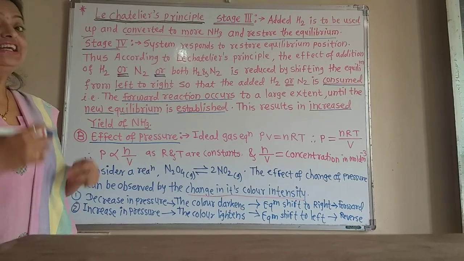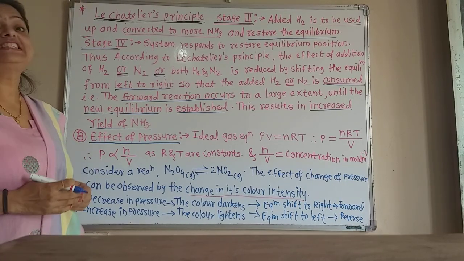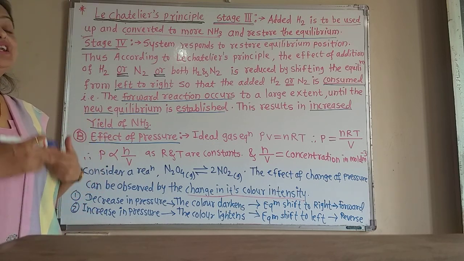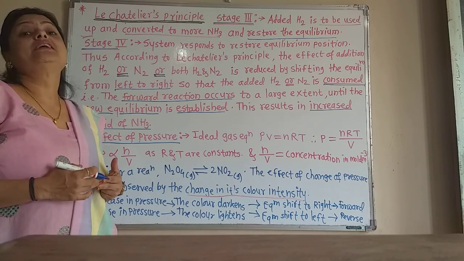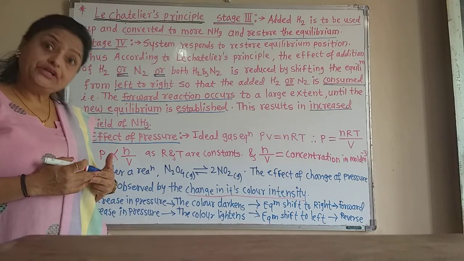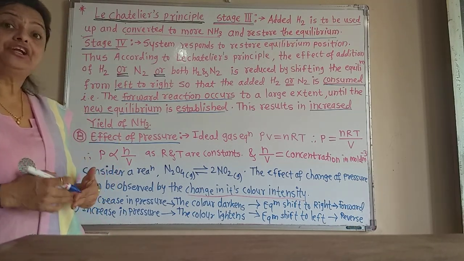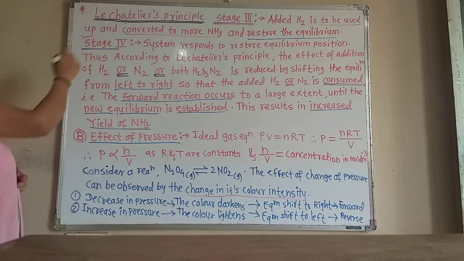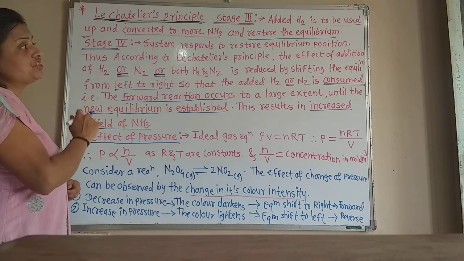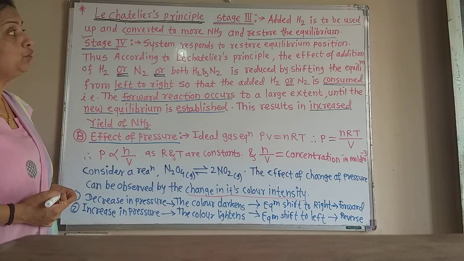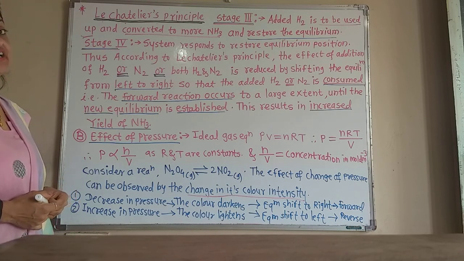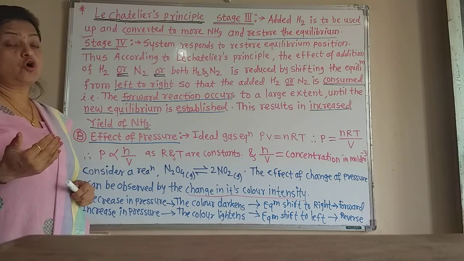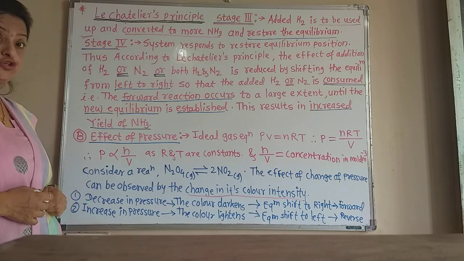In this way, Le-Chatelier's principle states that the reaction arranges itself by nullifying or reducing any change in that equilibrium stage and restores a new equilibrium again. Now, let us learn stage 4. The system, that means the reaction, responds to restore equilibrium. The reaction always responds in such a way that it regains the equilibrium position.